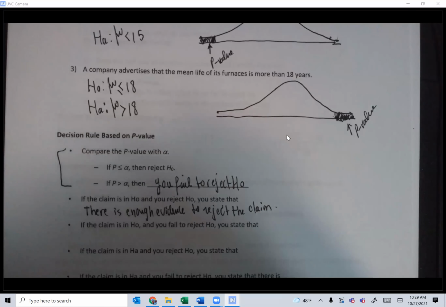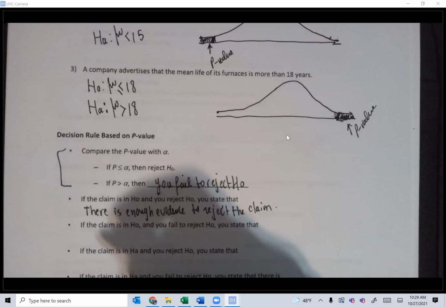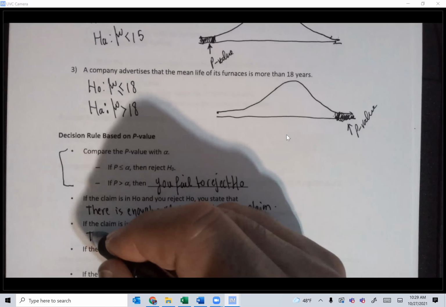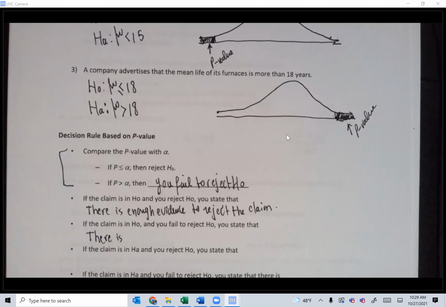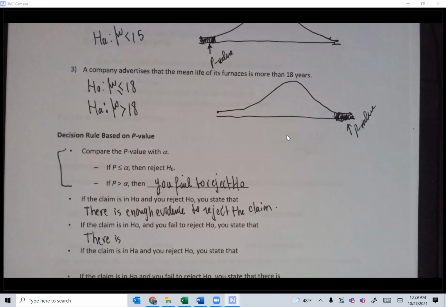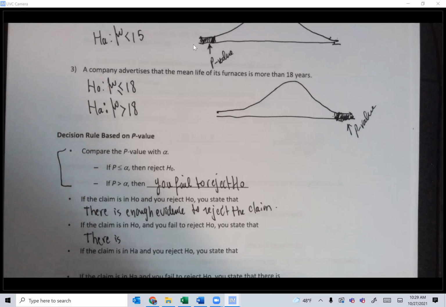If the claim is in H0 and you fail to reject H0, can a student tell me what would be the statement? It's going to be the opposite of the previous one. There's only one word you have to add to this statement. In the previous one, we say there is enough evidence. What would it be if you fail to reject H0? Exactly, Samantha. There is not enough evidence to reject the claim.